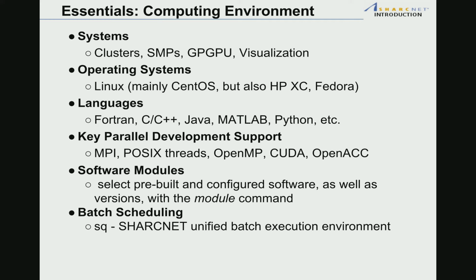Of course, because there's multiple cores in our systems and they're designed many times to operate in parallel, we support parallel development for MPI, POSIX threads, OpenMP, CUDA, and OpenACC. There are software modules installed, so you can select pre-built and configured software, as well as versions, with the module command. In terms of the software, there's vast documentation on the portal page, as well as information about how you would actually use the modules for specific software and what versions are available to be loaded.